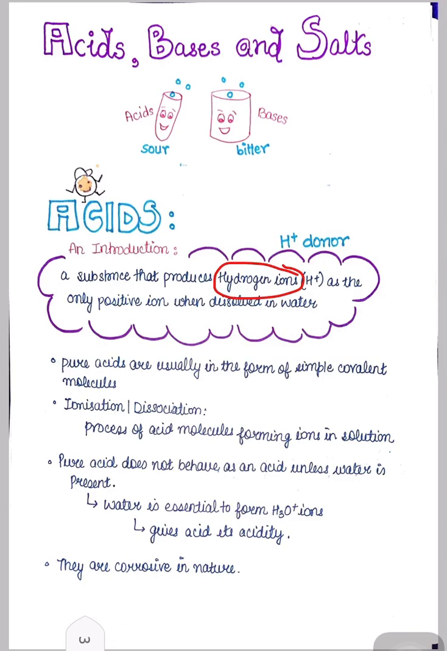So the question is, what is ionization and dissociation? It is the process of acid molecules forming ions in a solution. So, in simple terms, ionization is what?